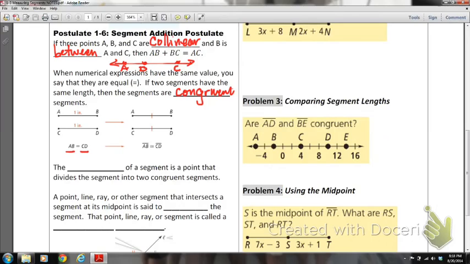But when you're talking about the segments themselves, segment AB and segment CD, then you have to say that segment AB is congruent to segment CD. And you use congruence markings to show that. Those 2 markings indicate that those 2 segments are congruent.